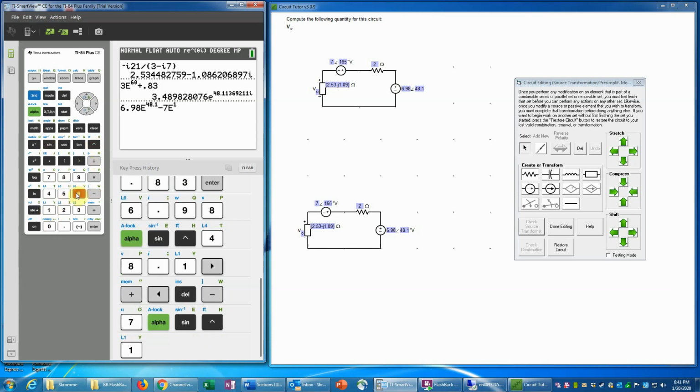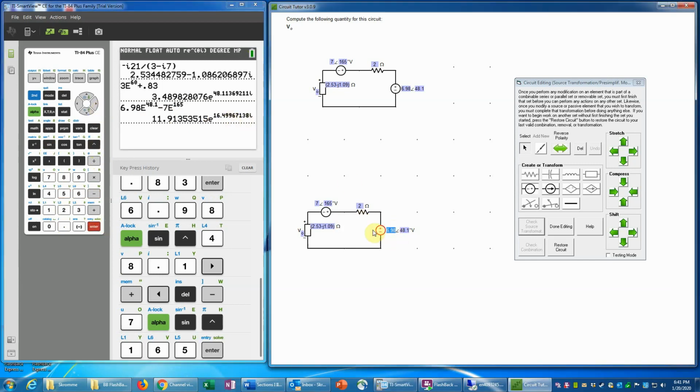So we have 165 there. And just click enter there. And that gives me the value to place here. Now remember, it has to go here, not here, because we subtracted this one as opposed to subtracting this one. So this one has the same polarity as our answer. So we need to use this source for the answer.